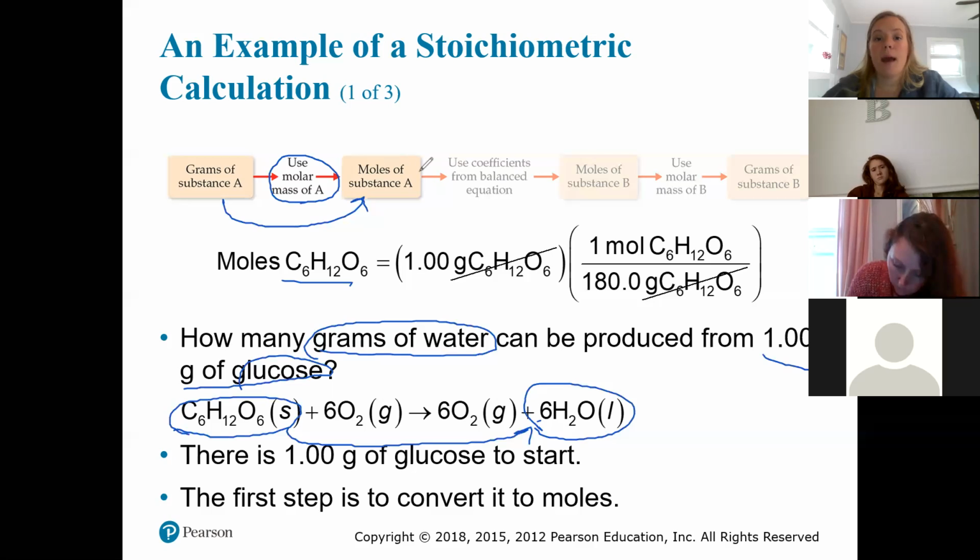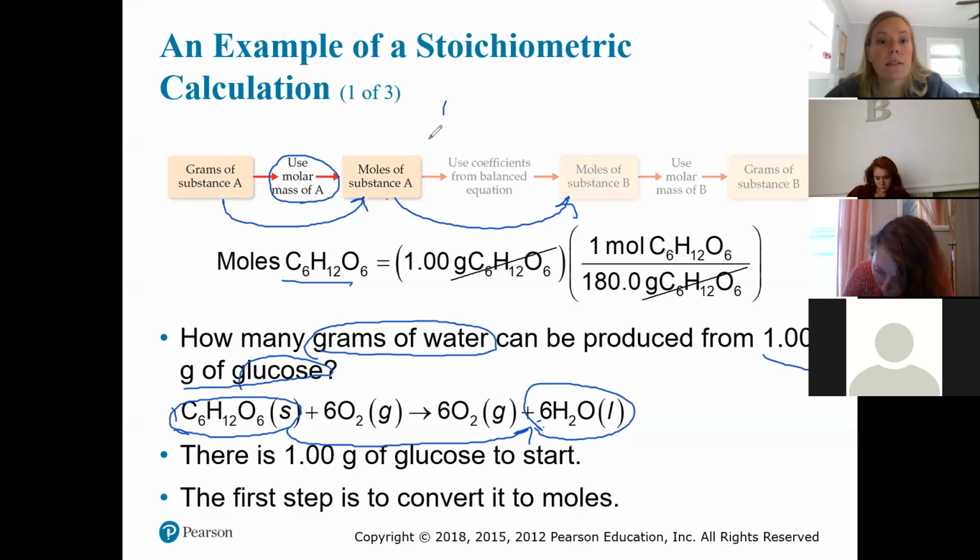The next step after that, now we're going to do the stoichiometry. The middle step is the stoichiometry. So what is the relationship between glucose and water? Look at the coefficients. We can see that for every 1 mole of glucose, I will produce 6 moles of water. Because there's a 6 in front of the water, there's a 1 in front of the glucose.